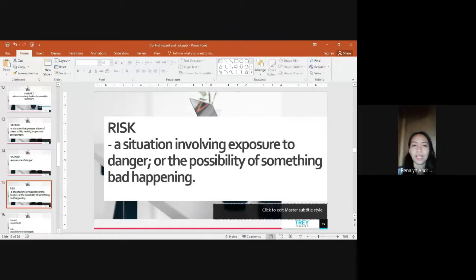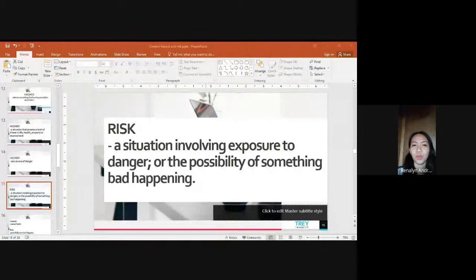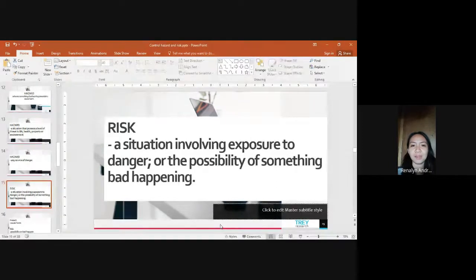Hello class, good afternoon. Do you know what is risk? In simple terms, risk is the possibility of something bad happening. Risk involves uncertainty about the effects, implications of an activity with respect to something that humans value, such as health, well-being, wealth, property, or the environment, often focusing on negative, undesirable consequences.